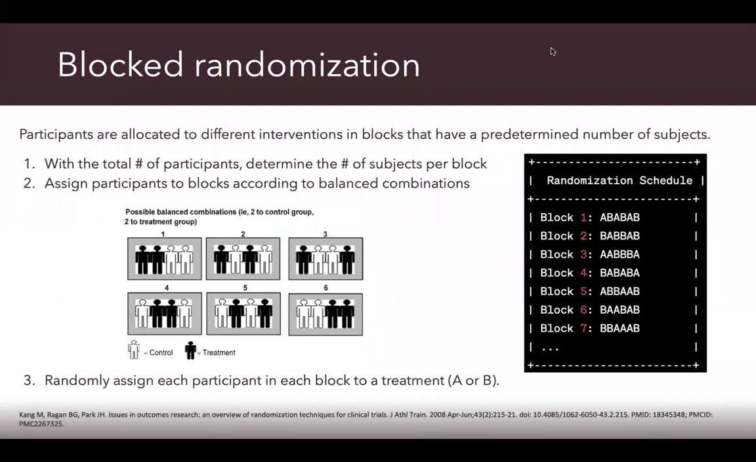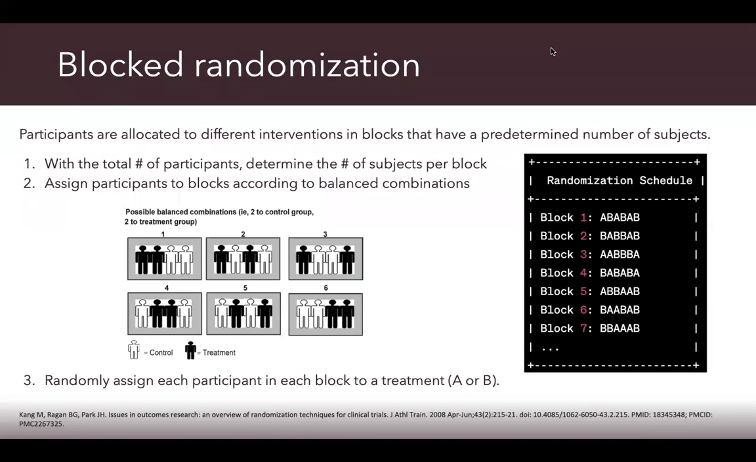Next off, we have block randomization. In this one, participants are allocated to different intervention blocks that have a predetermined number of subjects. So this method is particularly useful in small studies, but it is important to ensure a balanced allocation of participants to treatment groups.